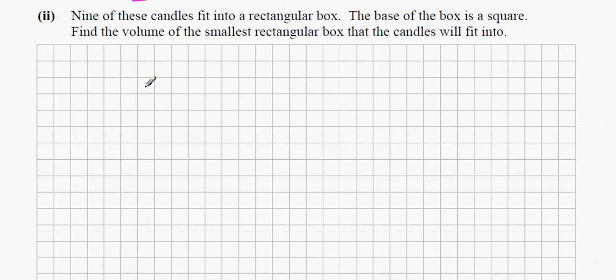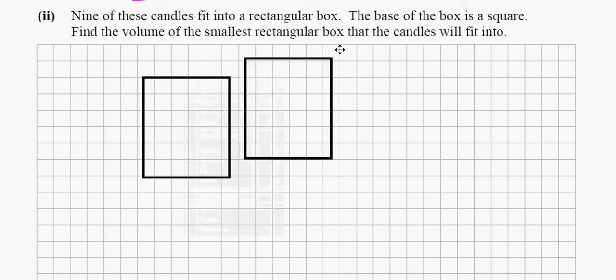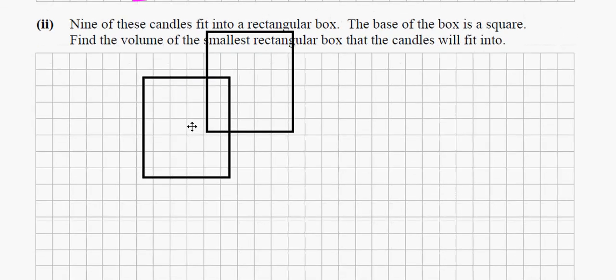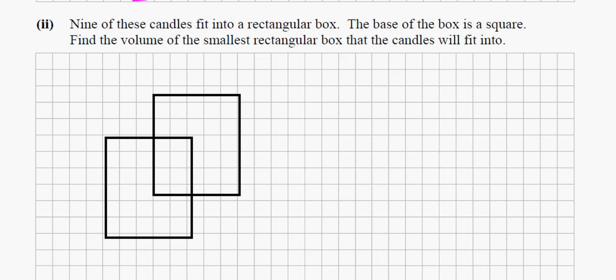Okay. 9 of these candles fit into a rectangular box. The base of the box is a square. Find the volume of the smallest rectangular box that the candles will fit into. So what we have here is a rectangular box like so, something like this. And what we know is that the base of it is a square. So if we were to draw this in here, that's a square bottom there, and it has to fit 9 of these candles into it.